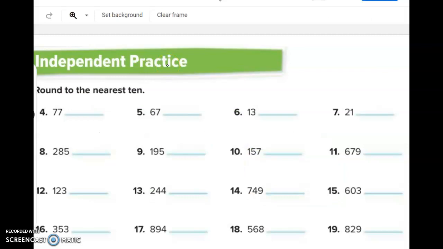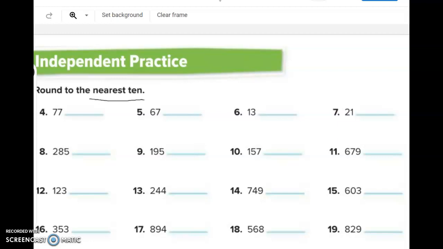Right, boys, and now we're off to the independent practice, and that's on page 31. I know that by now you should all have completed this exercise, and what we're going to be doing is the corrections for this exercise. So if we look at number 4, we will again see that the numbers need to be rounded off to the nearest 10. Let me just get my pen.